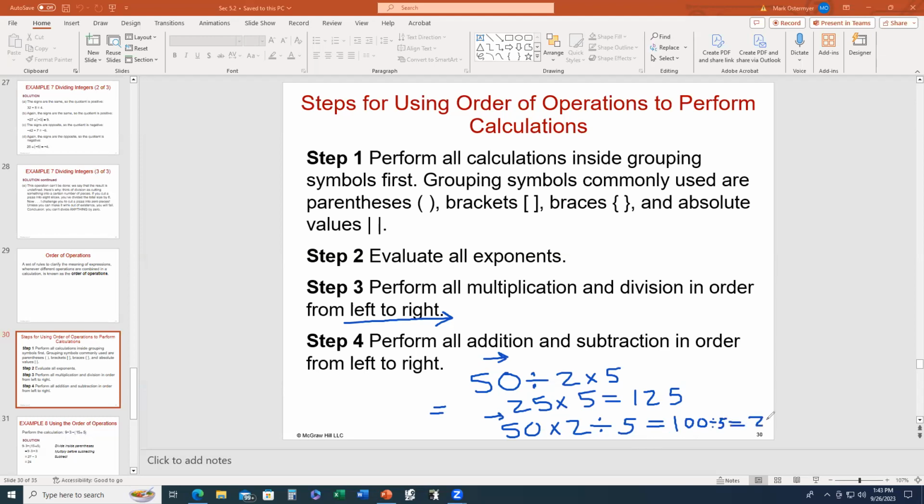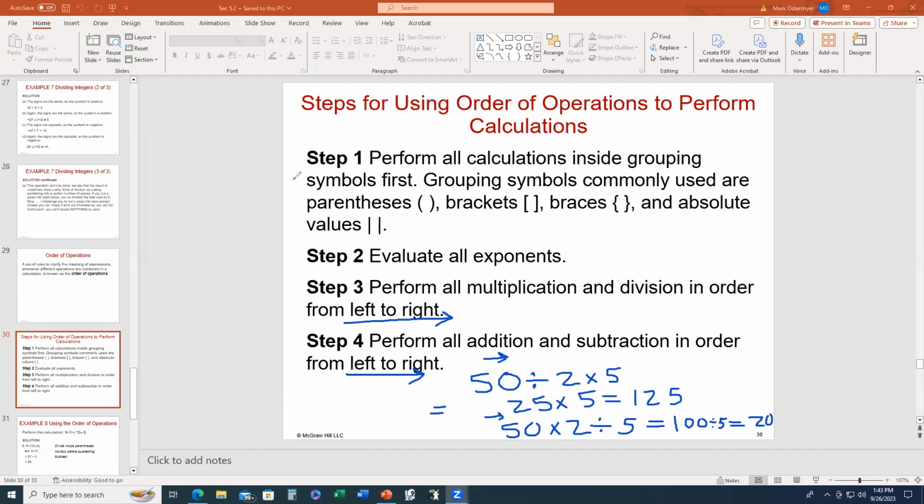So again, when your operators are on the same level of precedence, you work strictly from left to right. That goes for additions and subtractions too. When you have an expression involving only additions and subtractions, you work from left to right. So this is the order of operation convention.